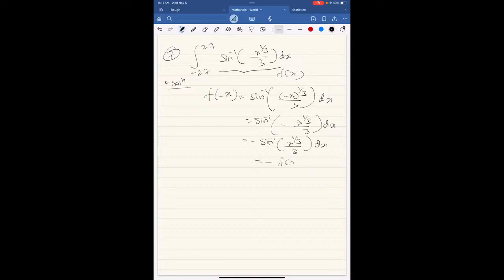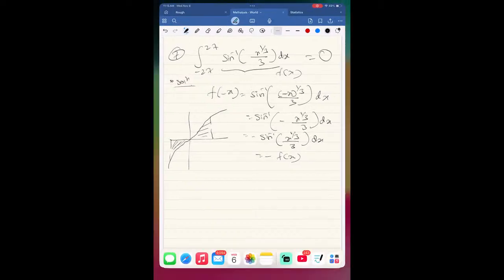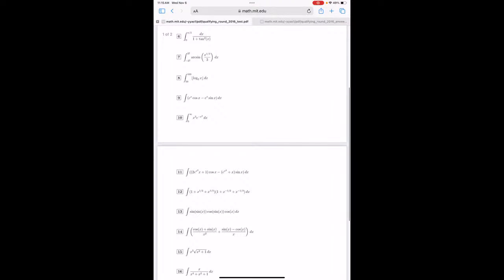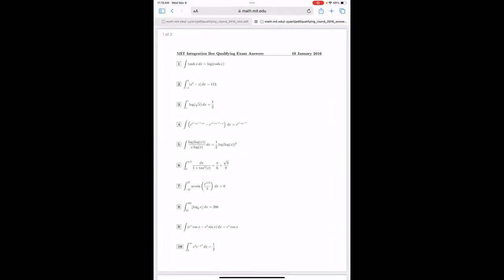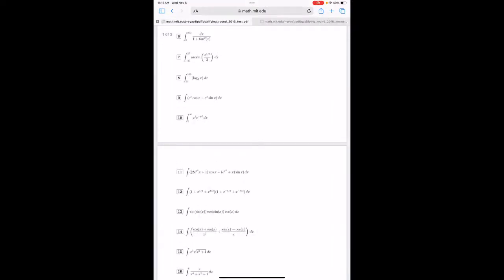So overall it's an odd function. For an odd function, we know that the graph is symmetric about the origin, right? The graph is something like this. Basically the idea is these two areas will be equal and opposite. So due to the opposite sign, they cancel out and the area is 0. So this integral is just 0. I'll go to the next one. This was a good one.